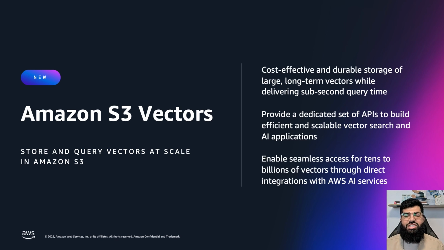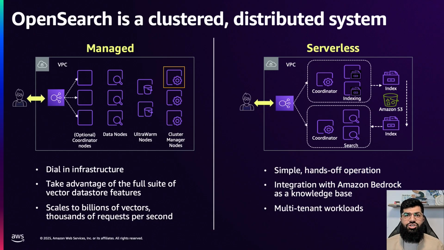Amazon S3 Vectors is the first cloud object store with native vector search support. It combines the durability and cost-effectiveness of Amazon S3 with sub-second vector search capabilities, requiring zero infrastructure management. Amazon OpenSearch Service provides two deployment options, managed clusters and serverless collections. Both leverage OpenSearch's powerful vector search capabilities, but each excels in different scenarios.